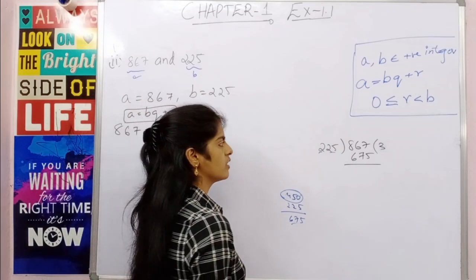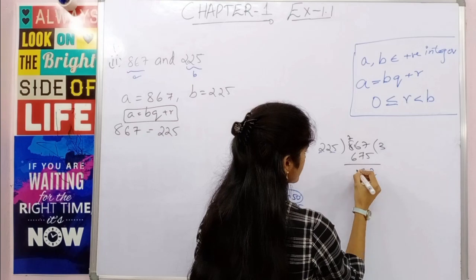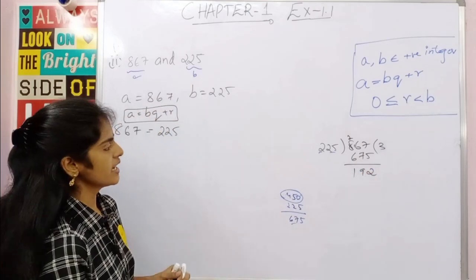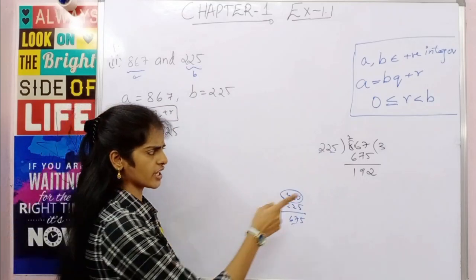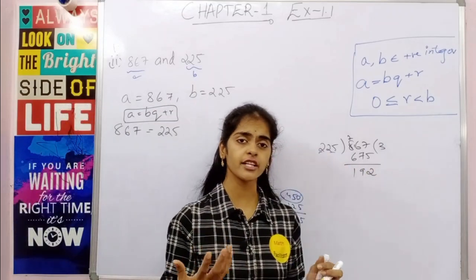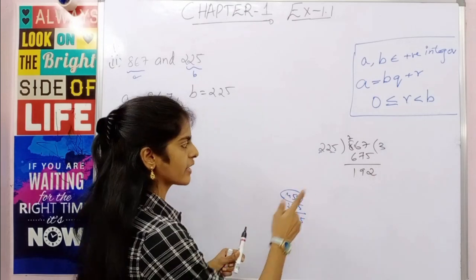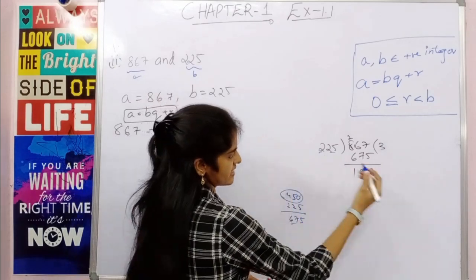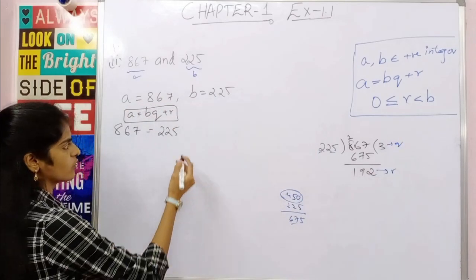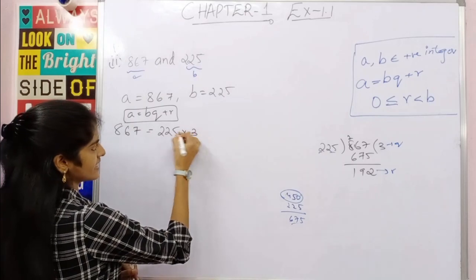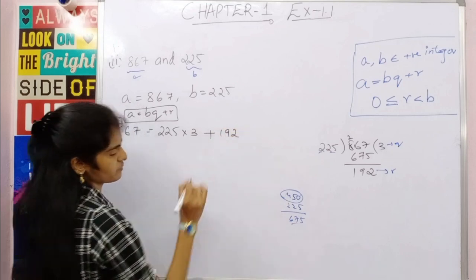Clear? So now see. Subtracting, you get it this way. So this is 192. Now you can see 192 is less than 225, right? So you cannot divide further. If you want to divide, you have to write a decimal point, but we are not going to decimals. So you cannot divide, so we shall take this step now. So this is R, this is Q. So what is our Q? Quotient is 3 plus R is 192.